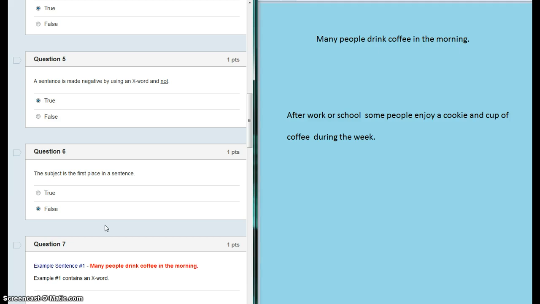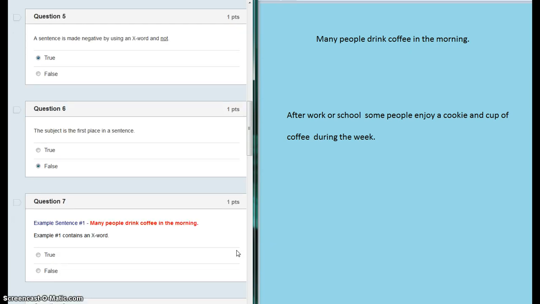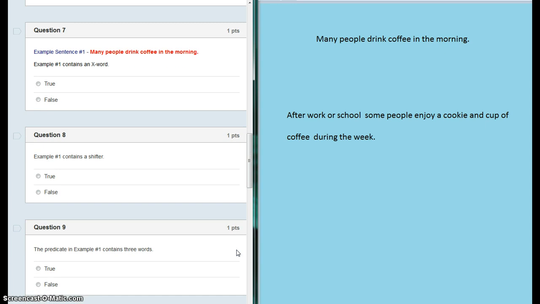Now, question number 7. In the next few questions, we start to ask questions about an example sentence. So before we can answer that, we have to analyze it. Many people drink coffee in the morning. The first thing is, let's see, are there any shifters? The answer is yes, in the morning. Because I could say, in the morning, many people drink coffee. Now, I don't have any shifter in the front, but I need to find my two X word places next.